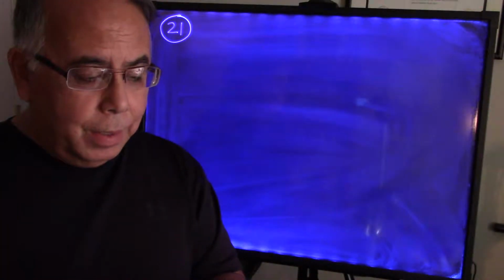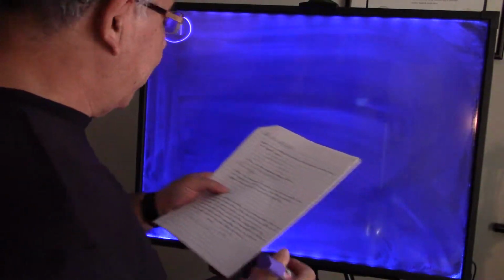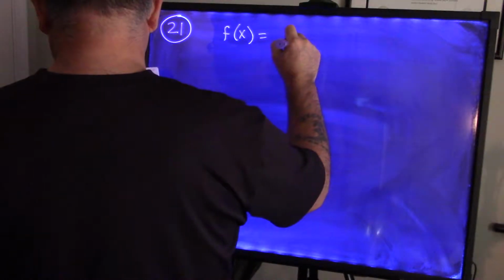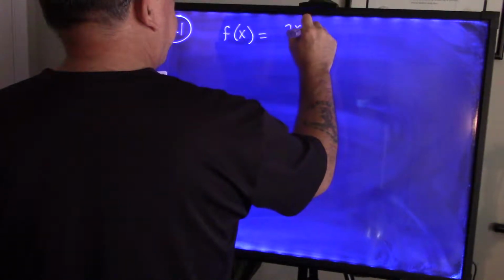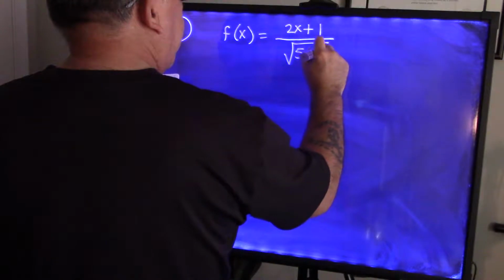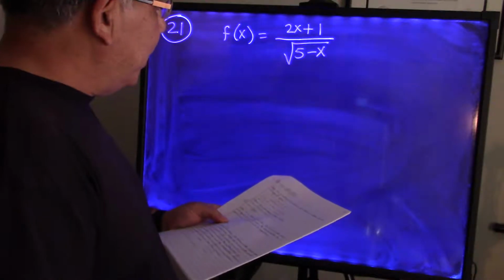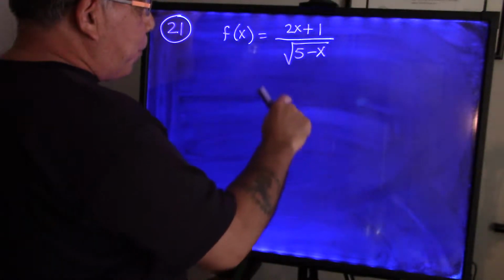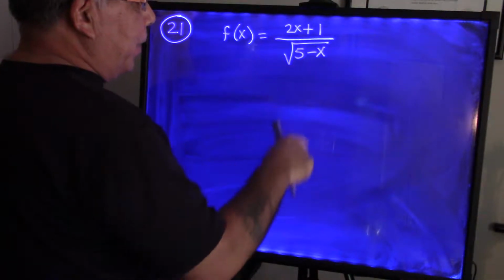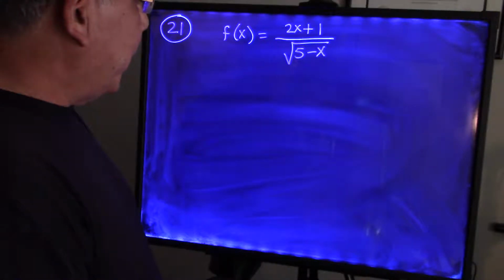Number 21. We have f of x equals 2x plus 1 over the square root of 5 minus x. Alright, again, a rational function cannot have a zero denominator. So the only time you're going to have a zero denominator is if the radicand here is equal to 0. Square root of 0 is 0. So we can't have that.